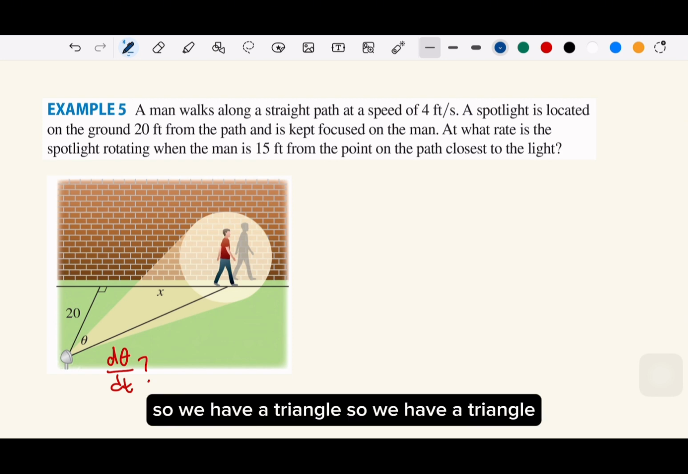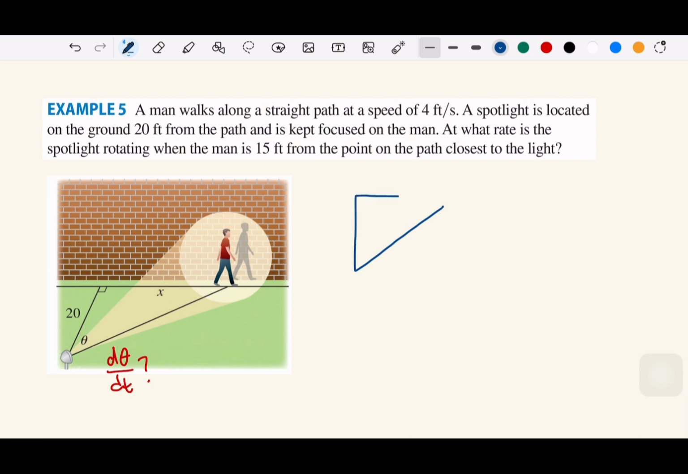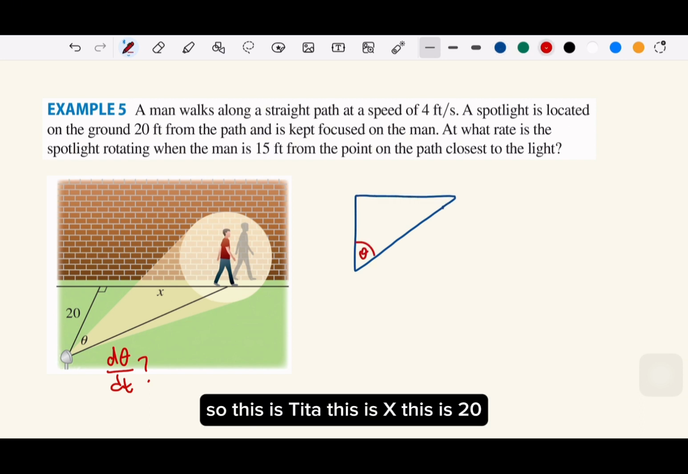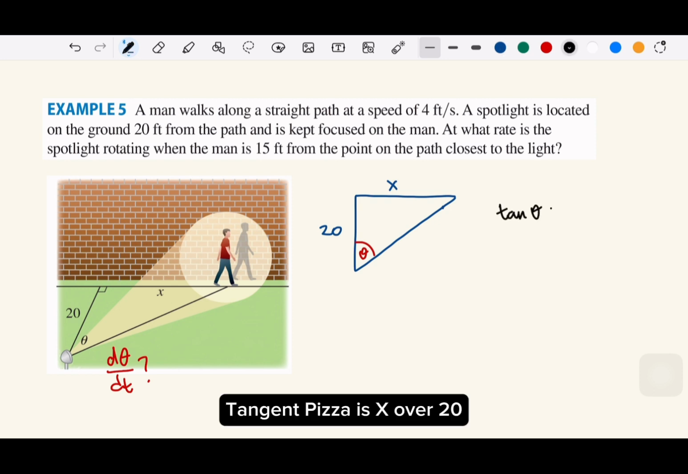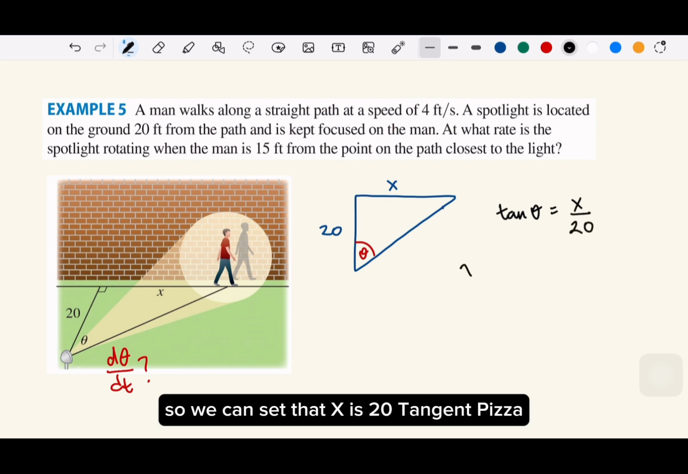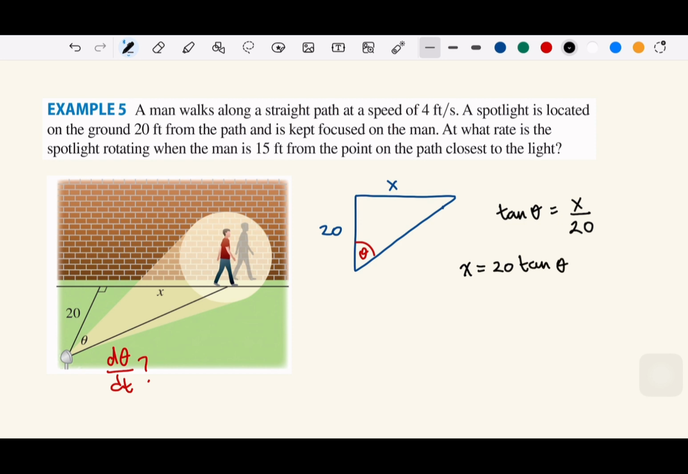So we have a triangle. This is theta. This is x. This is 20. So we can set that tangent theta is x over 20. So we can set that x is 20 tangent theta.